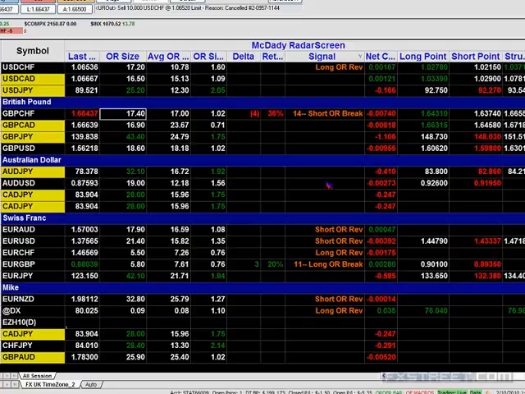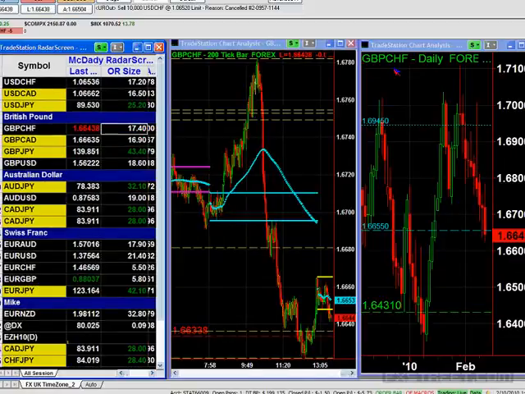Yes, of course, I have a stop in. My stop on the pound Swiss is 17 pips. It's on the other side of the range. So my stop is right there on the other side of the range.